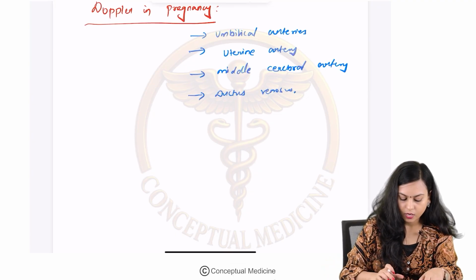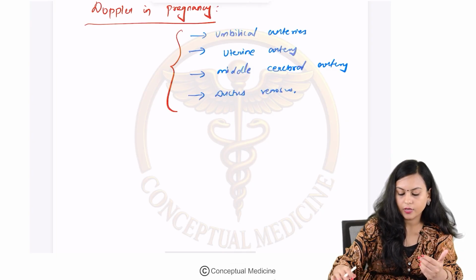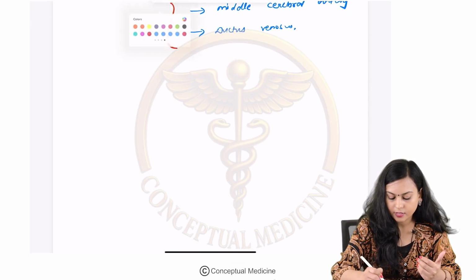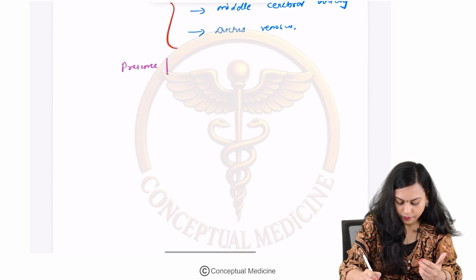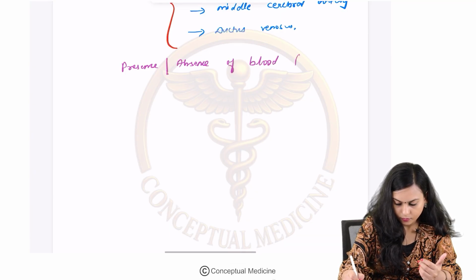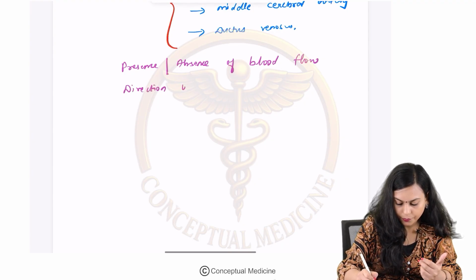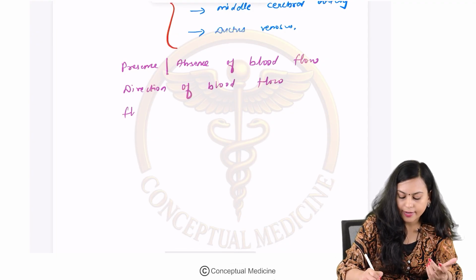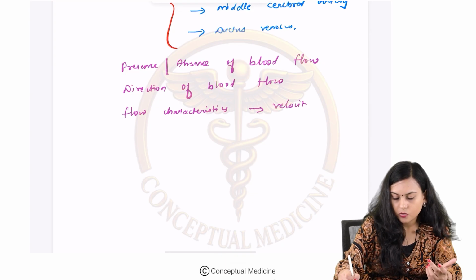Okay. Now we have to check what we are going to check in these vessels. We are going to check whether there is a presence or absence of blood flow. And we have to know about the direction of the blood flow, and sometimes the flow characteristics like velocity and impedance are also studied.